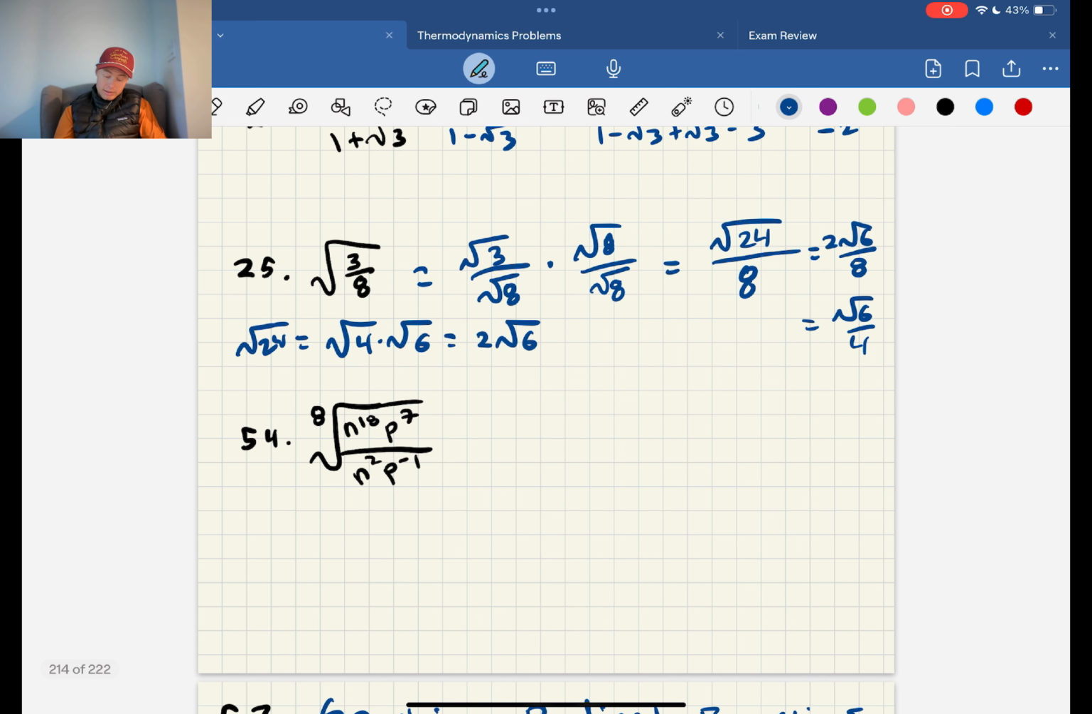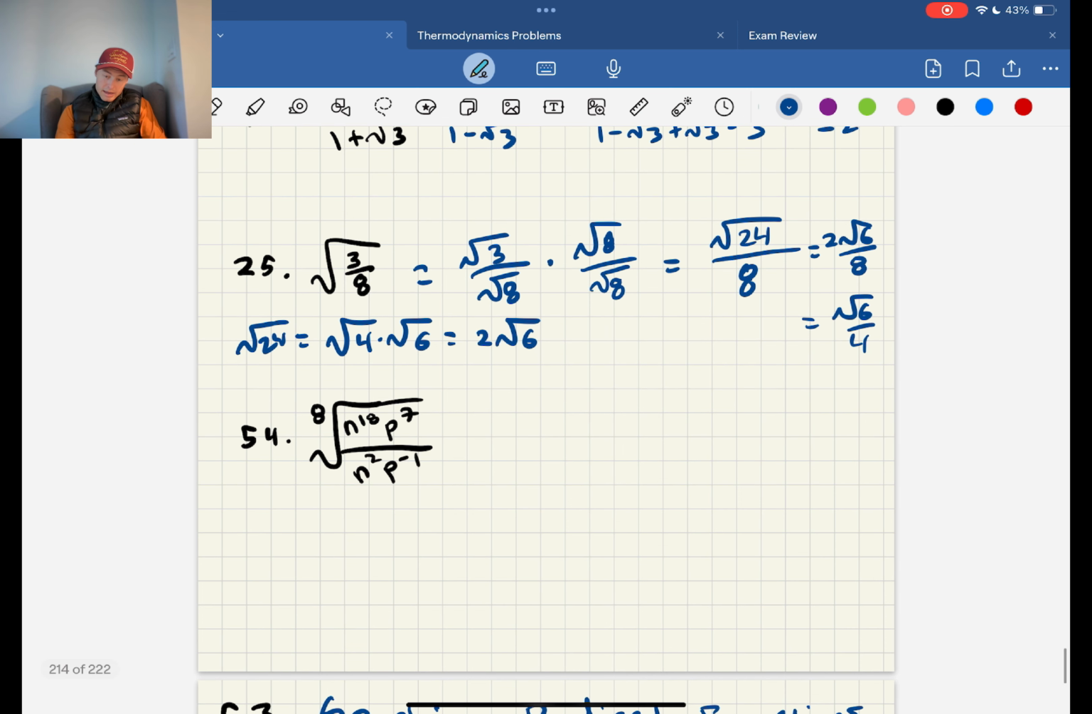All right, number 54, we've got something slightly more complex, but really not that hard. The 8th root of n to the 18th times p to the 7th, all divided by n squared times p to the negative 1. So we're going to apply a couple of different rules here. Start by rewriting our radical. Now, n to the 18th divided by n squared is just n to the 16th.